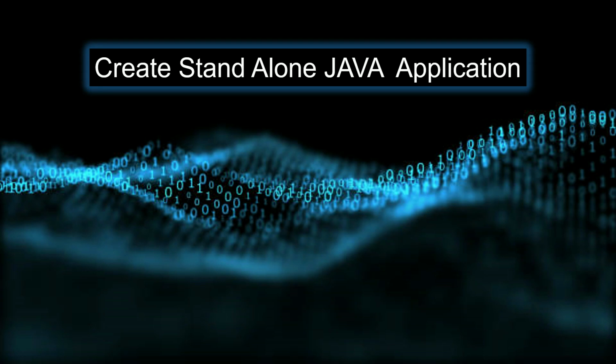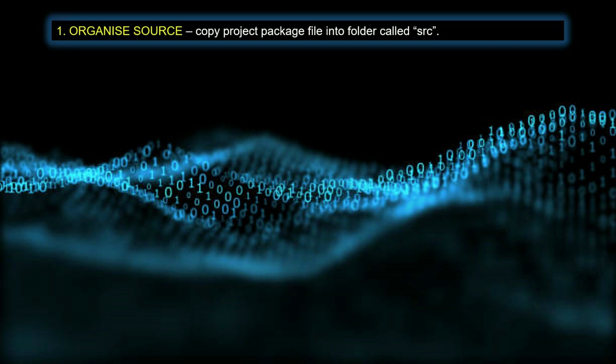For today's video, I'm going to show you how to create a standalone Java application. There are 4 steps required in doing this. The first step is to organize the source code. Copy the project package file into a folder called src.